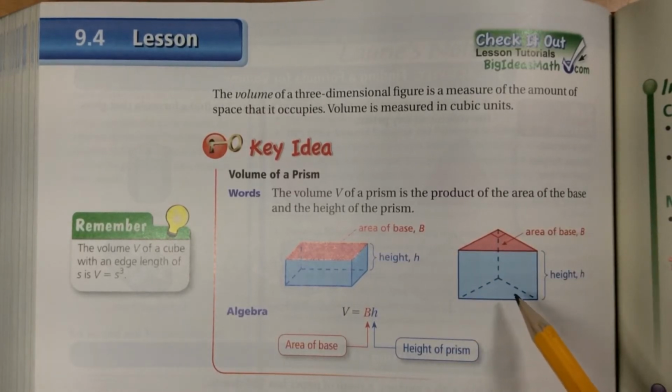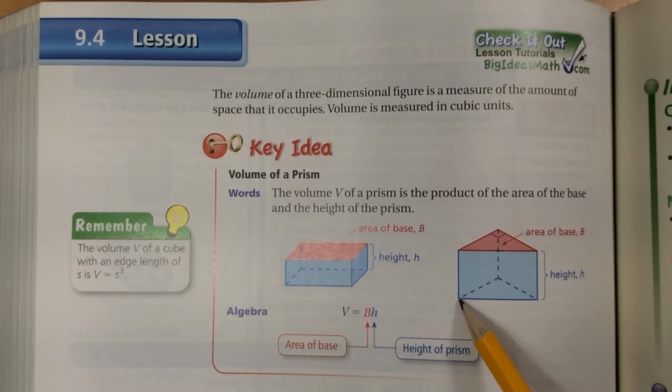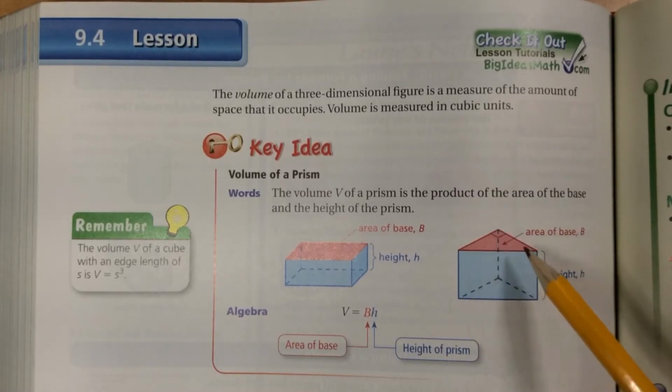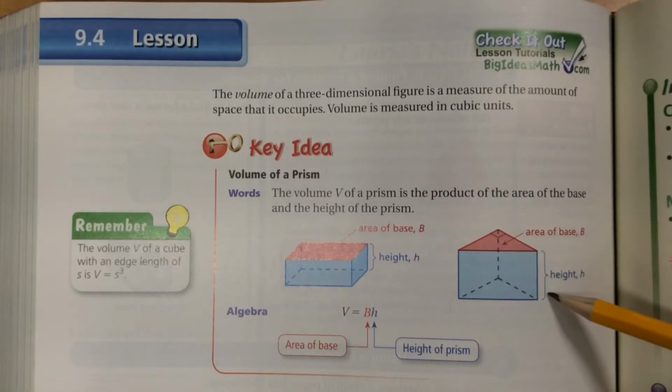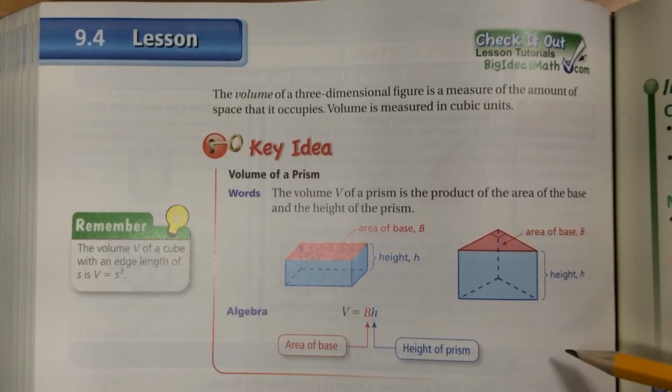This is a triangular prism. It happens to be sitting on its base again, so to find the area of that base, you do 1/2 base times height on the triangle here. You take that area and you multiply it by the height of the prism, which is the distance between the triangles. In either case, the volume equals the area of the base times the height of the prism.